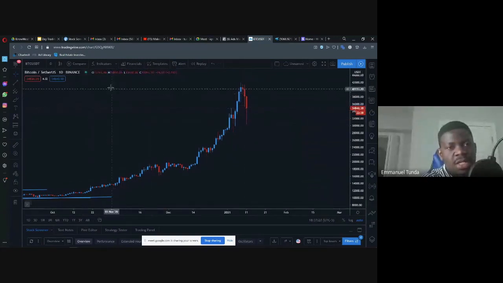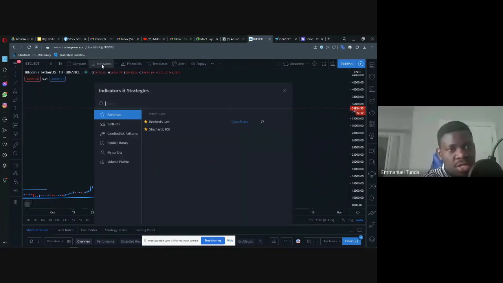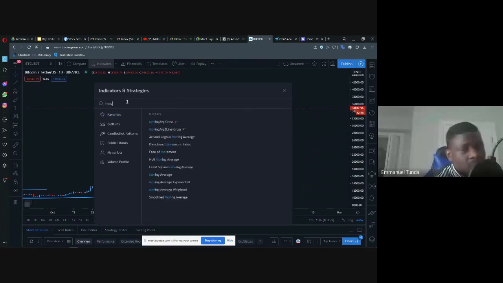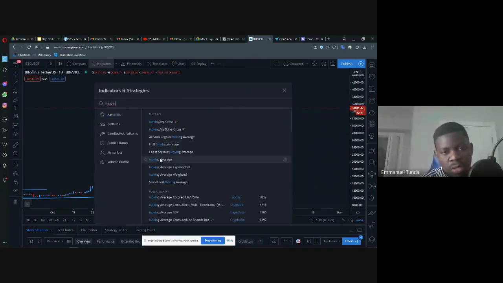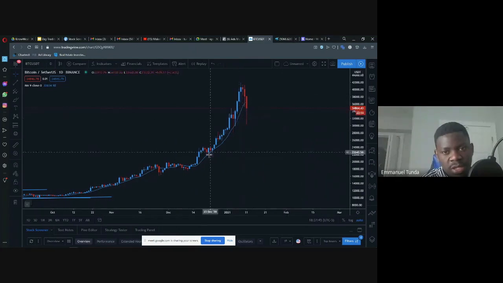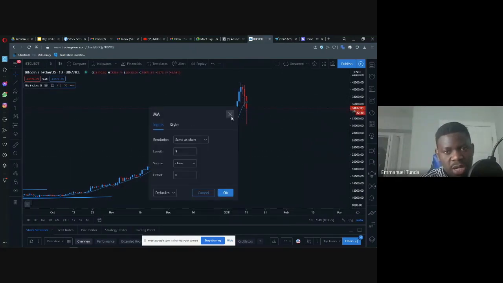And then you're going to add your indicator. Here, just right here, there is a button to add indicators. So you click there, and then you add your indicator. You type moving average. So moving average, here we are. It's going to bring the moving average line right here. Now you just need to set it up. You double click on it, and then you're going to set it up.